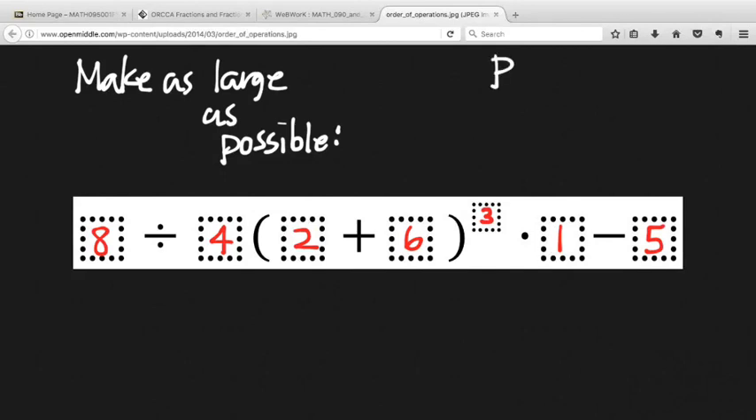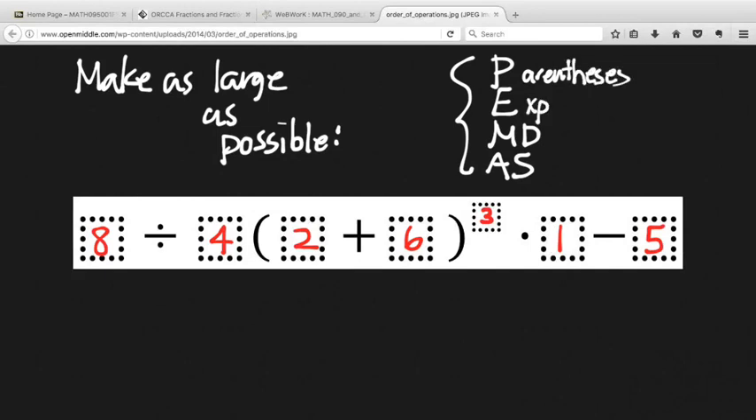So PEMDAS gives us a way that we all can agree upon, a way that we can latch onto, that's going to help us all to make the same choices when we interpret the meaning out of a formula. What does the P stand for? Parentheses. And the E? Exponents. M and D, I wrote them both on the same line here for a reason. What do they both stand for? Multiplication and division. And then A and S, addition and subtraction.